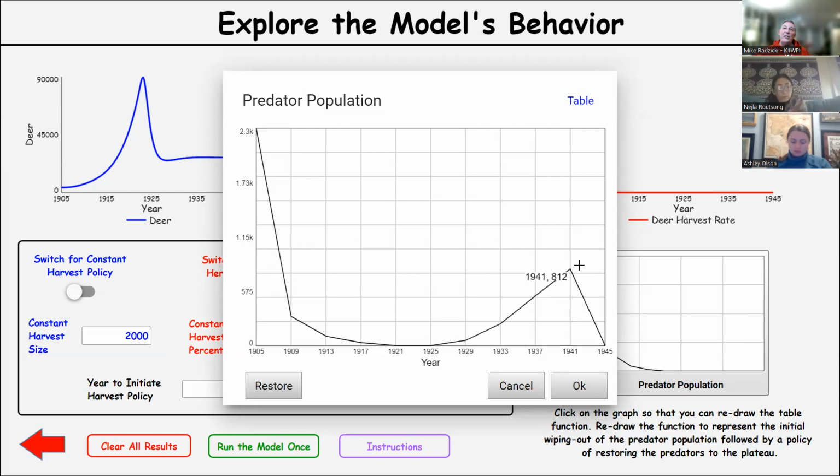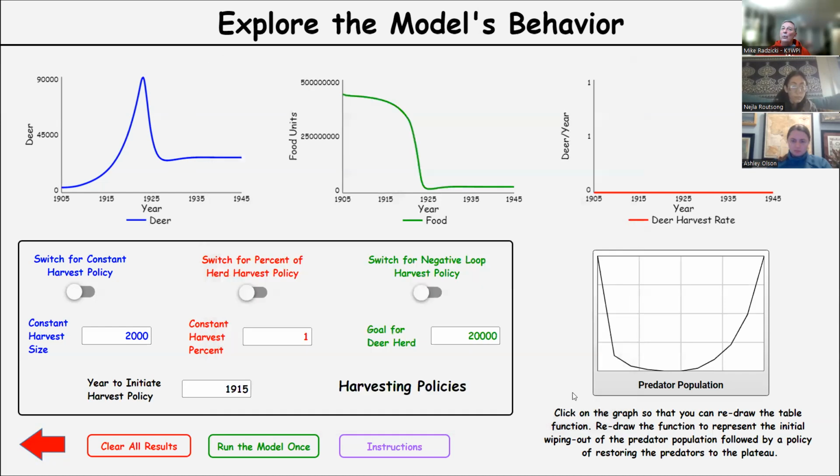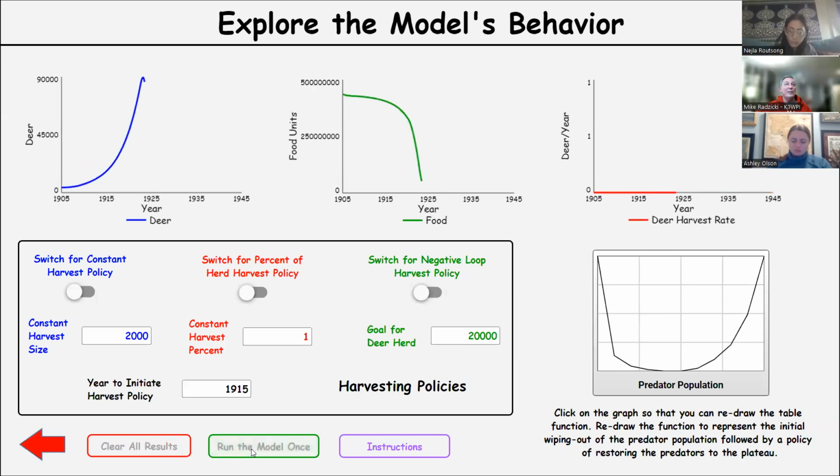So in this case, we could use a table function to represent that policy. And this would be sort of a gradual reintroduction. Now you could play around with different shapes here, but that would be representing, okay, let's begin to gradually put them back. It's probably not possible to just magically, suddenly have them all back. You could try that, but that would be kind of unrealistic. So let's give that a whirl. Let's see what happens.